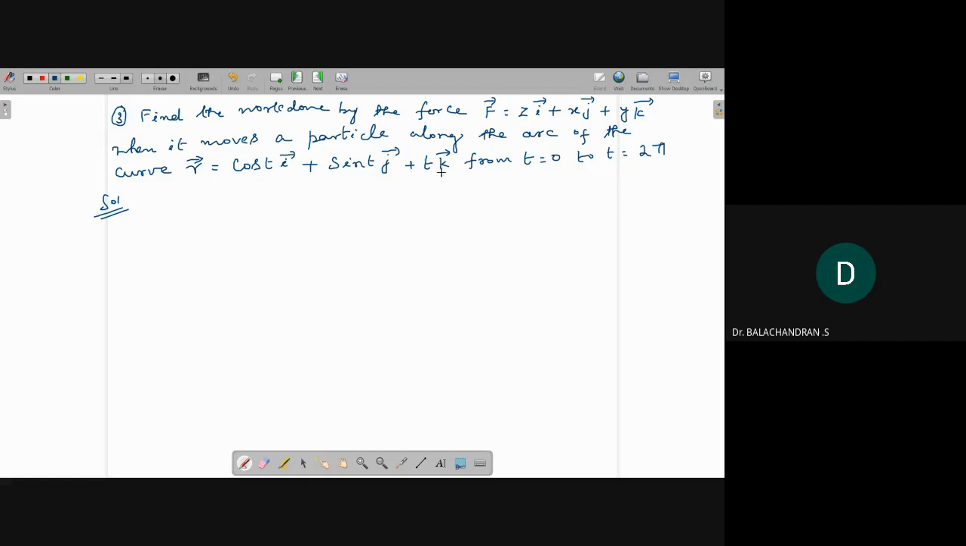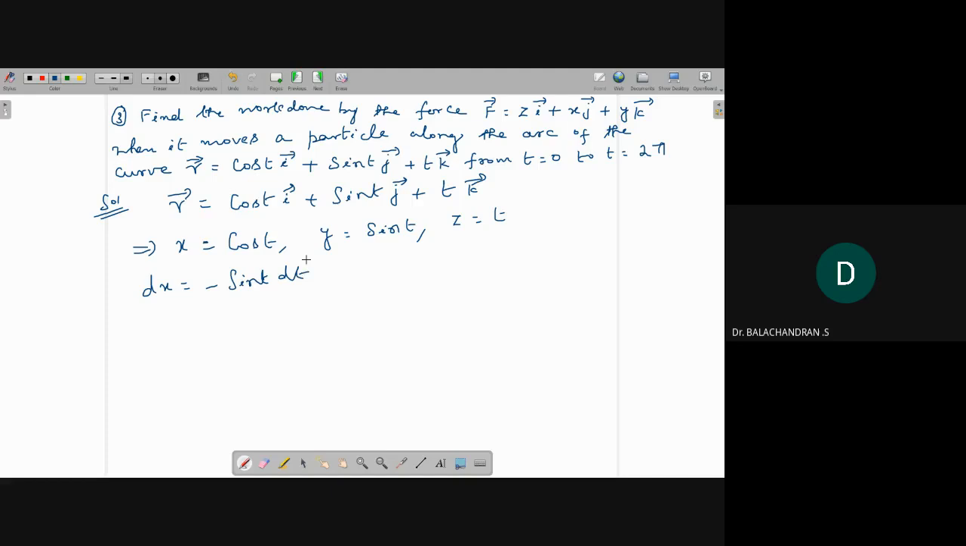Okay, so what is given in the question? r vector equal to cos t i vector plus sin t j vector plus t k vector. So from this, because we know that r vector equals x i, y j, z k, x is equal to cos t and y equal to sin t, and z equal to t. So dx is equal to minus sin t dt, dy equal to cos t dt, dz equal to dt.